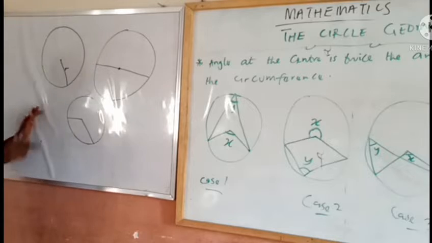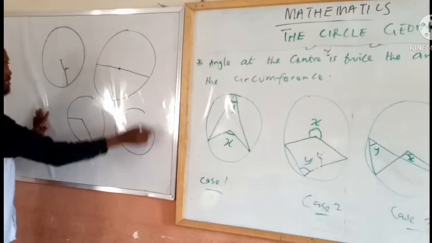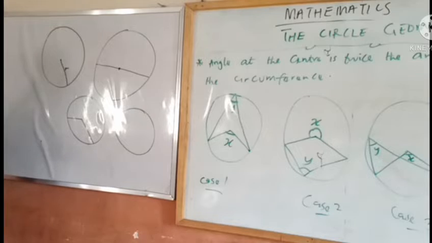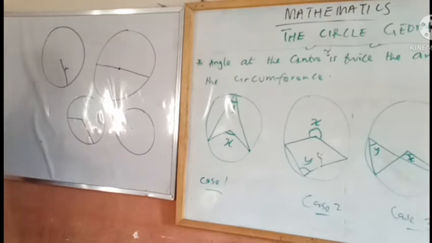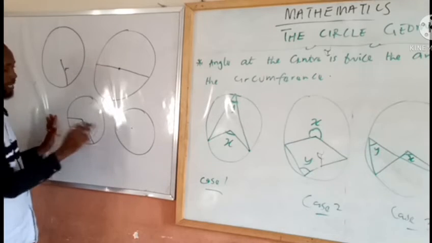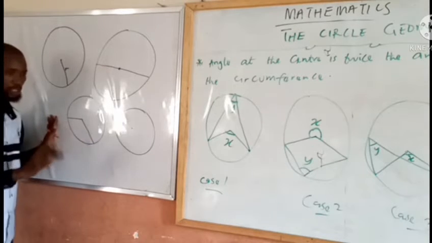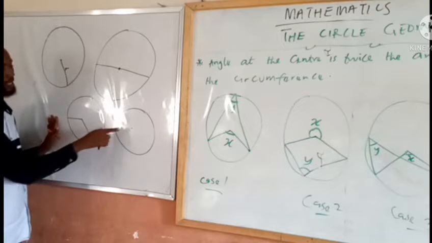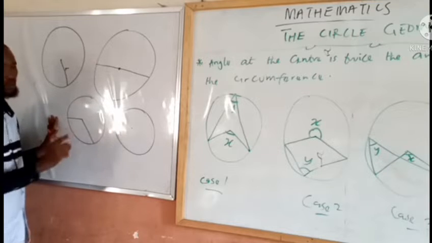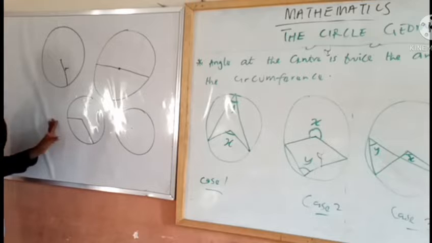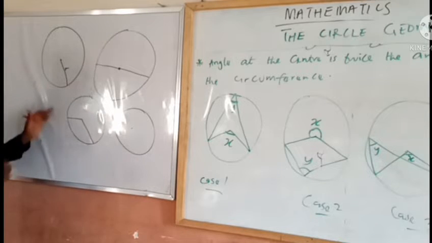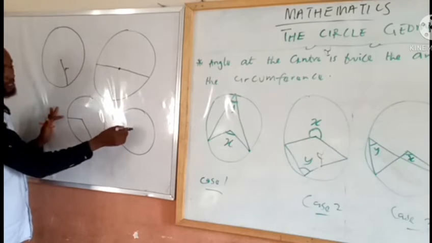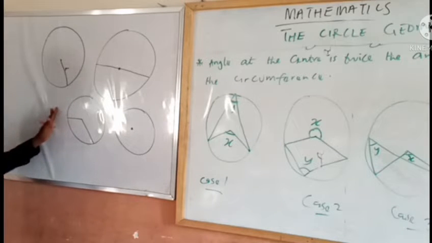Now one other thing that is of interest to us is the concept of chord. Now when the circle is drawn like this, chord is of two types. Chord in short simply means a line that also touches the circle in two parts. It is just like the diameter, but the only difference between chord and the diameter is that it doesn't necessarily pass through the center.